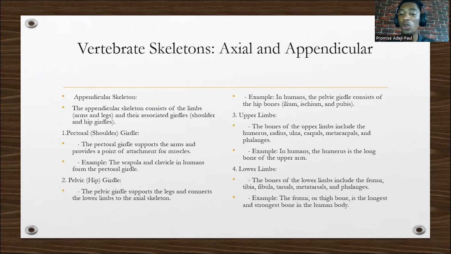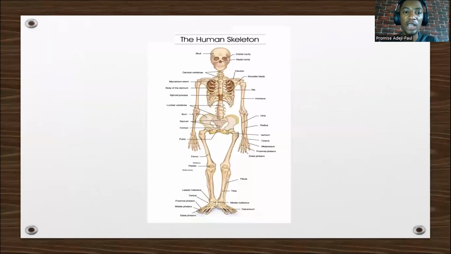The lower limb consists of the femur, which is the longest bone for a human. We also have the tibia, the fibula, tarsal bones, metatarsals, and phalanges. For example, the femur, also called the thigh bone, is the longest and the strongest bone in the human body. This is a question I've also seen a lot in JAMB questions. So please take note of that important point. This is a picture that depicts the human skeleton.